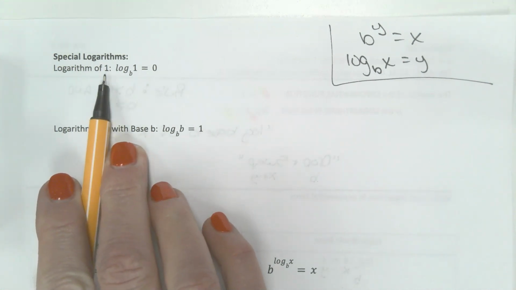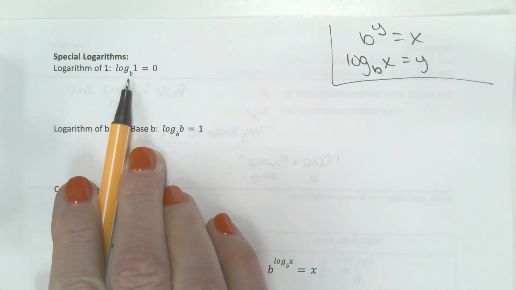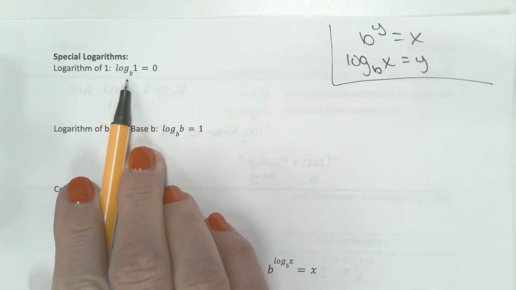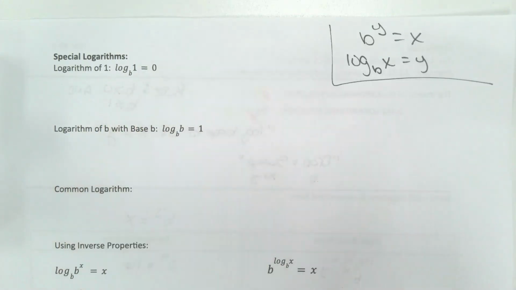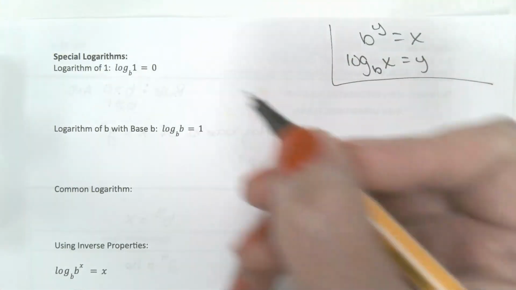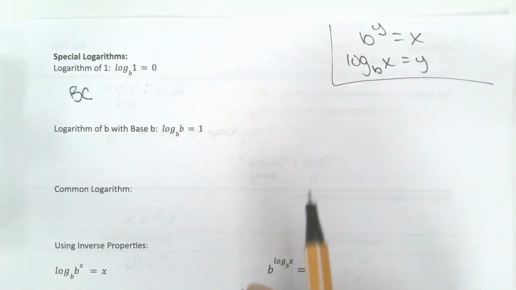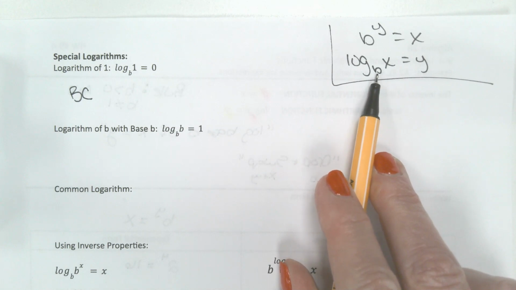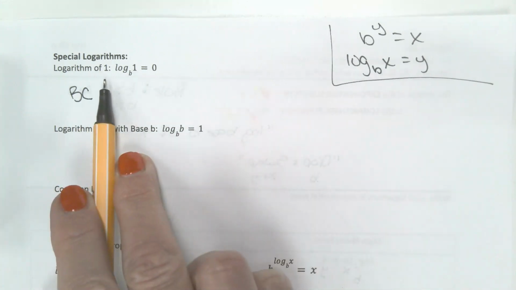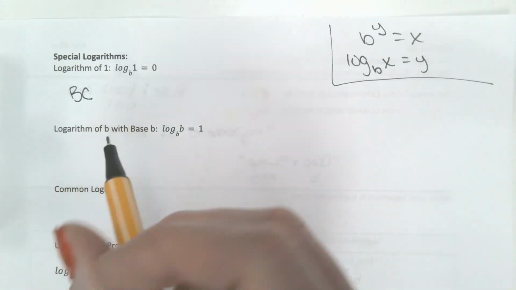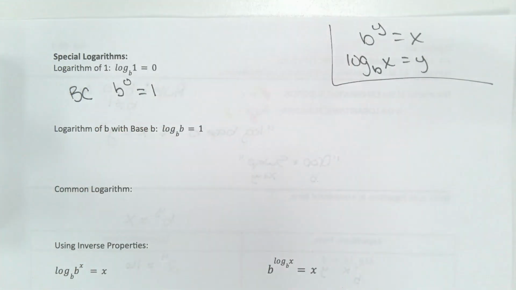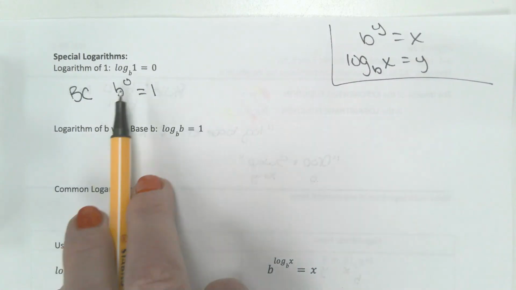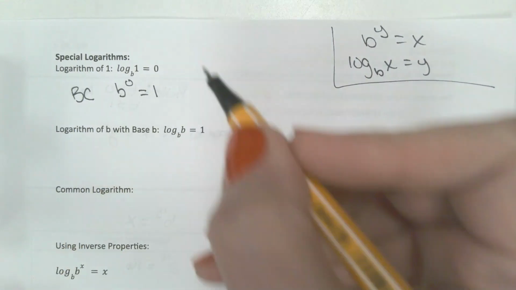The first special rule is logarithm of 1. So log base b of 1 equals 0. Why is this true? This is true because if you change forms right here and you change to exponential, that says b to the 0 equals 1. So therefore anything to the 0 power is always 1.